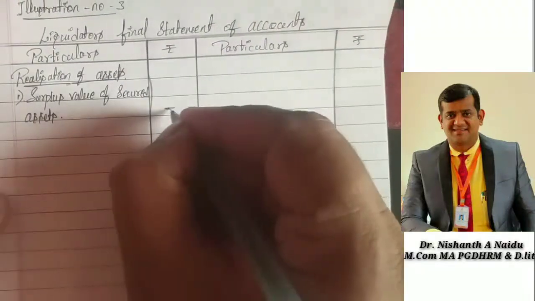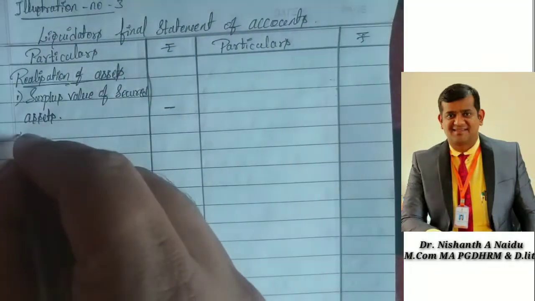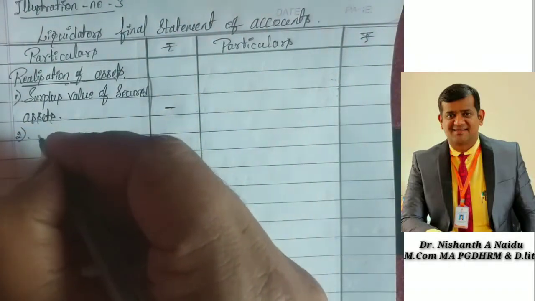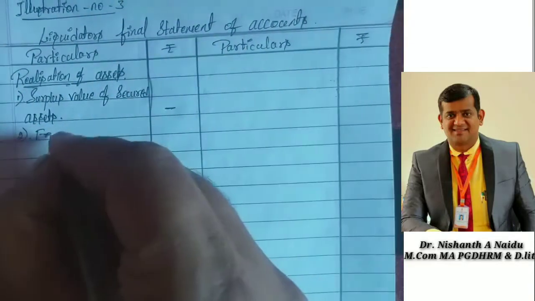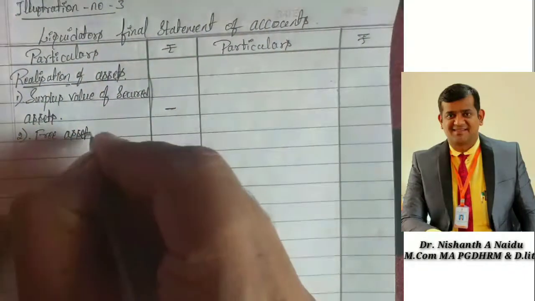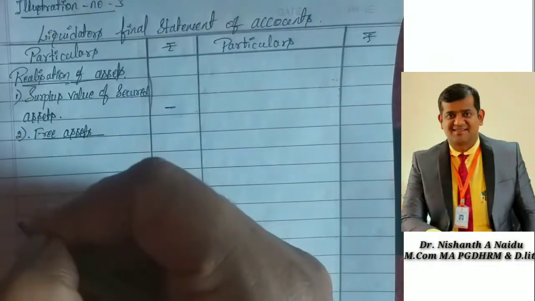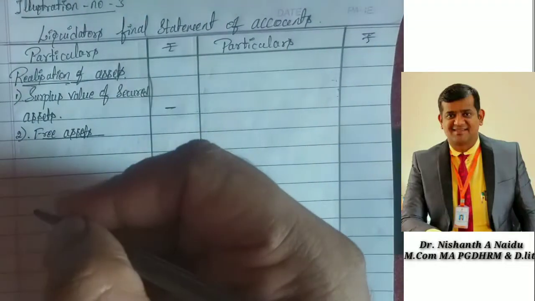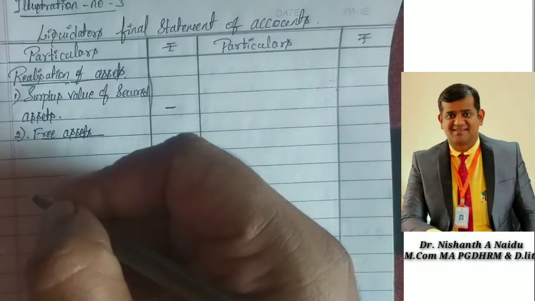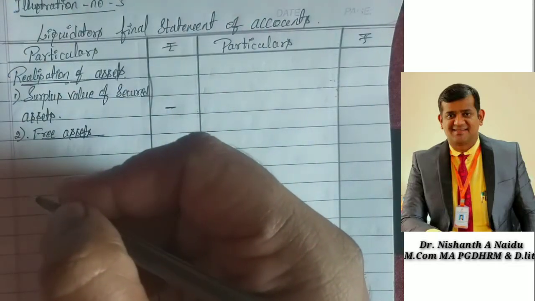So that is why it is nil. So next we have to write free assets. Free assets are nothing but assets which are not secured. Free assets are those assets which are not secured at all. Okay, so let us look into the problem. So what do they say about it?